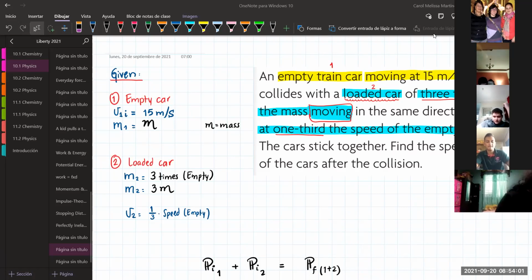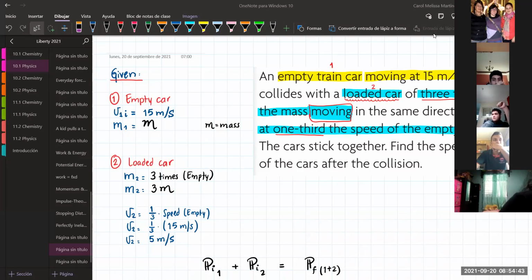So I will substitute by the information that I have. The velocity of my loaded car is 1/3 the speed of the empty car. If you check the data that we have, the speed of the empty car is 15 meters per second. So I will substitute here. And this will give me how much? 5 meters per second. So take a look. Even though the problem didn't tell me that the loaded car was traveling at 5 meters per second, by just reading all the information in an algebraic expression, you can get a value from that.